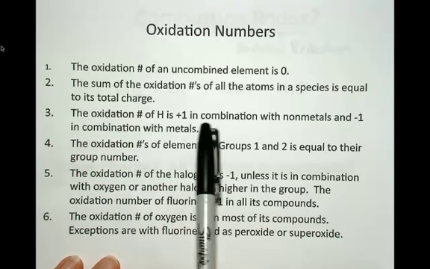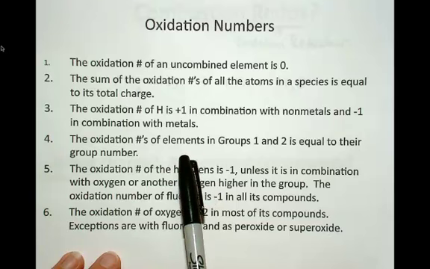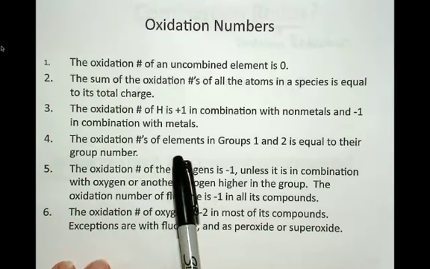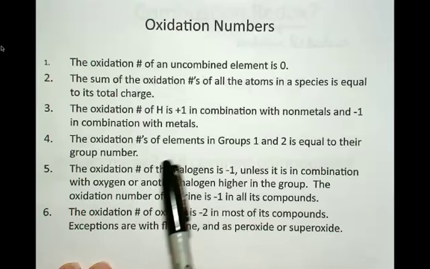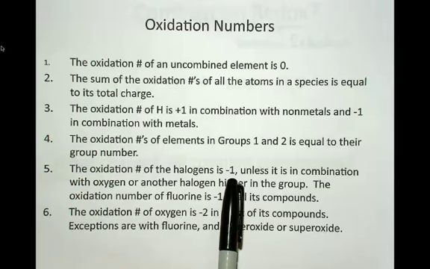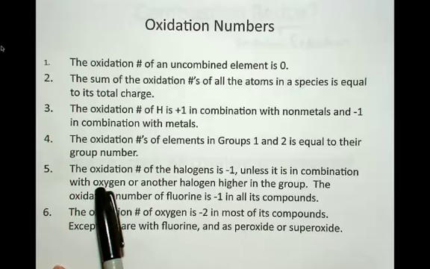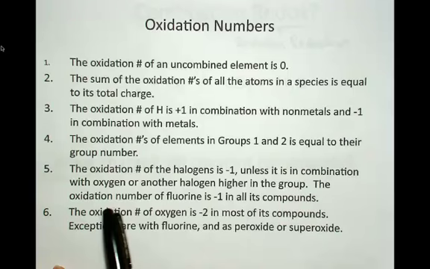That's just a rule that you need to remember that helps you assign the oxidation numbers on all the other species in a particular compound. The oxidation numbers of elements in group 1 and 2 is equal to their group number, which is the same as their charge. The oxidation number of halogens is -1, and in ionic compounds, that's really always truly the charge, unless it's in combination with oxygen or another halogen higher in the group. And then the oxidation number of fluorine is -1 in all of its compounds.